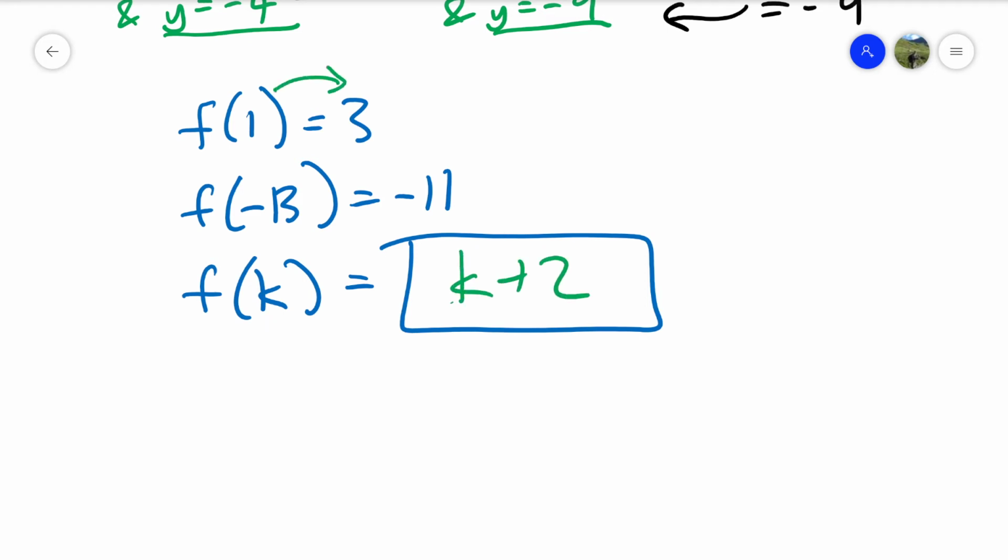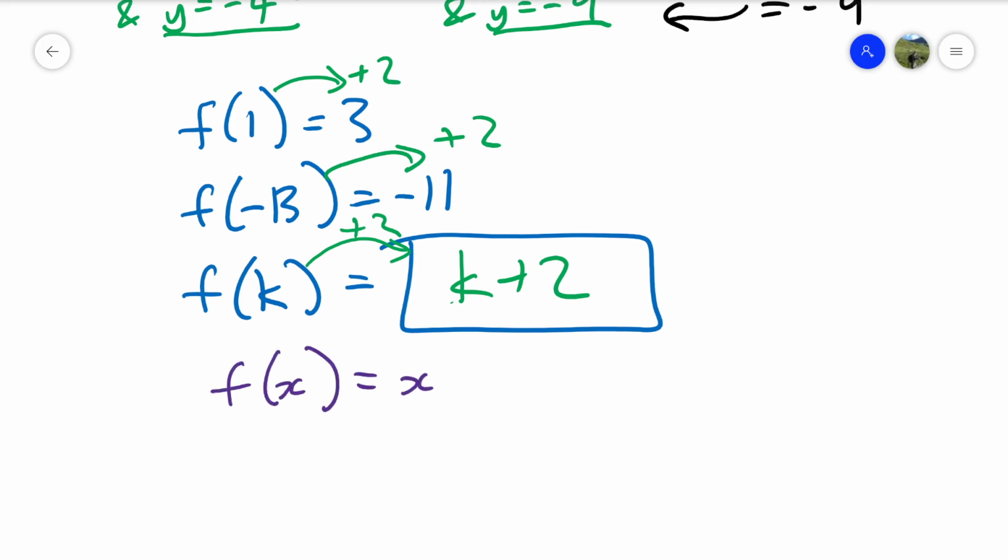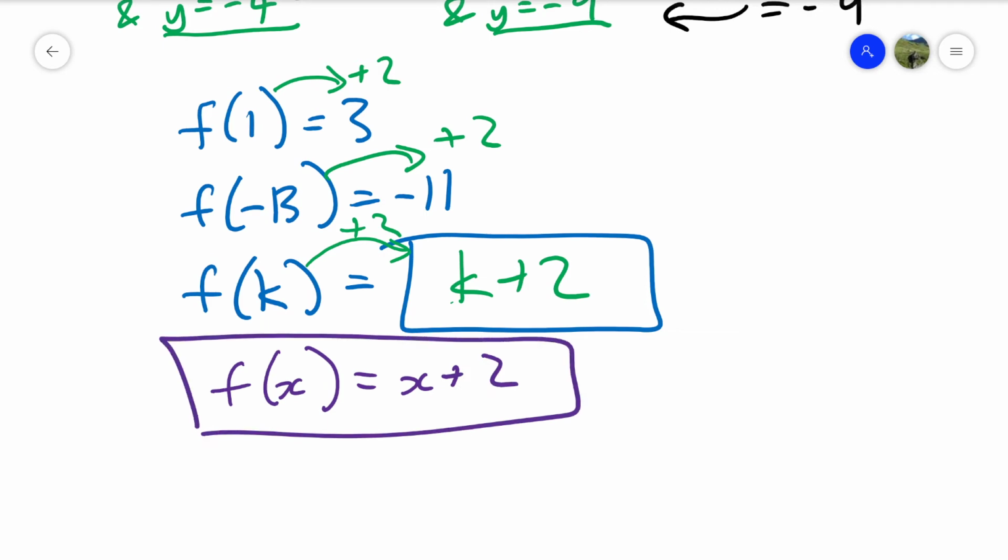Because, oh look, we've added 2 to go from 1 to 3, and we've added 2 to get from minus 13 to 11. So from k, we add 2, and we end up with k plus 2. Traditionally, you might see this written as f of x equals x plus 2, because we often use x when we're talking about variables. But for this question, I decided to use k.